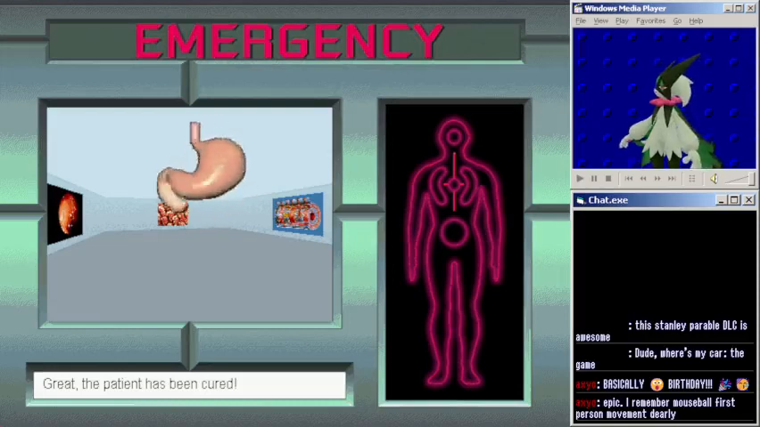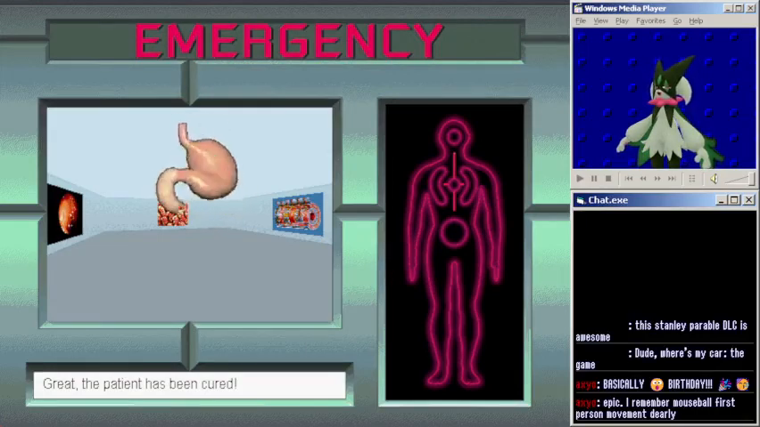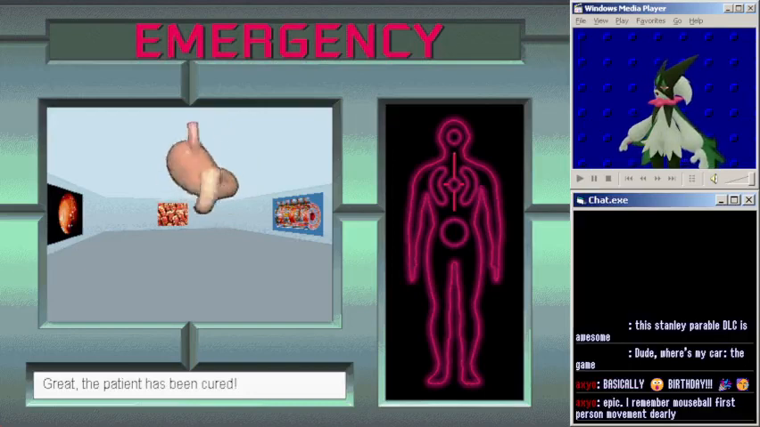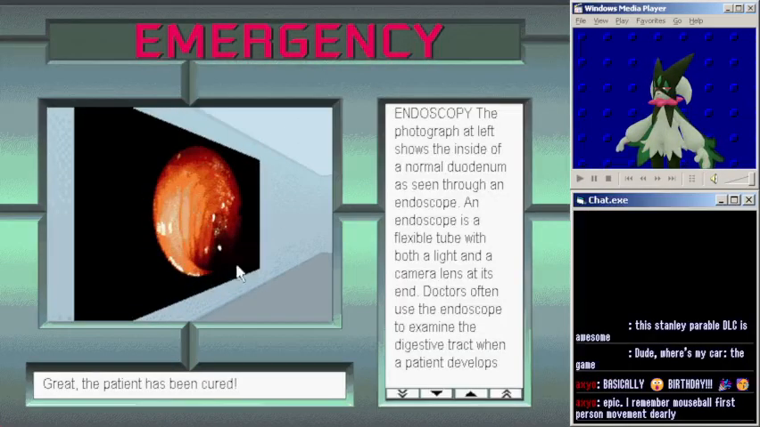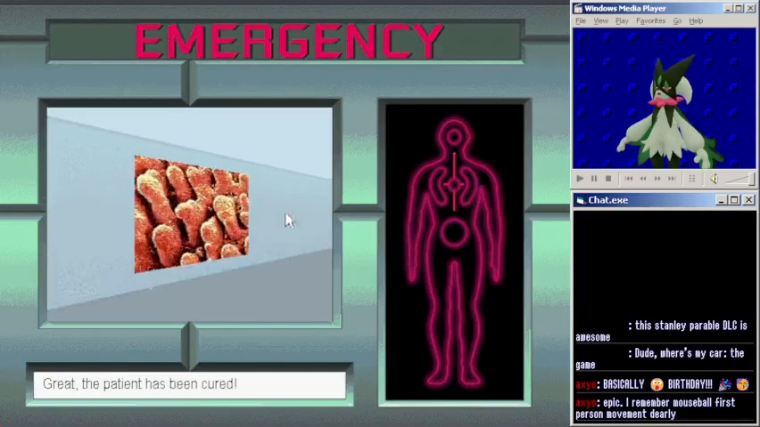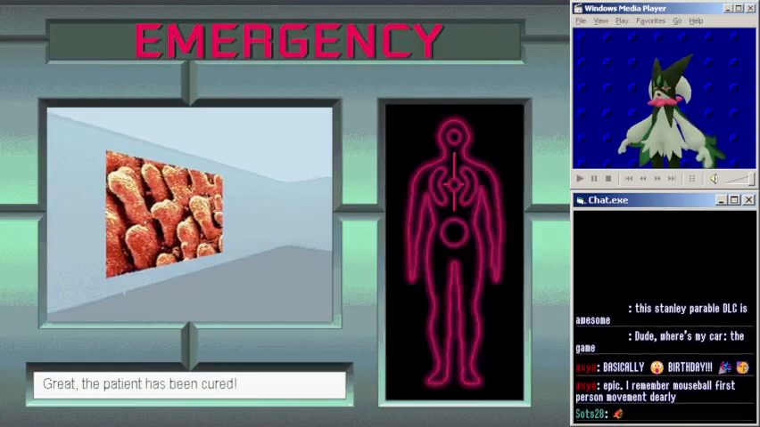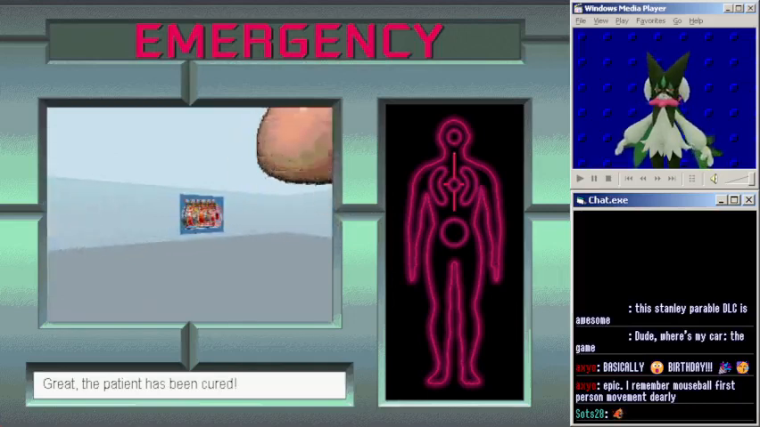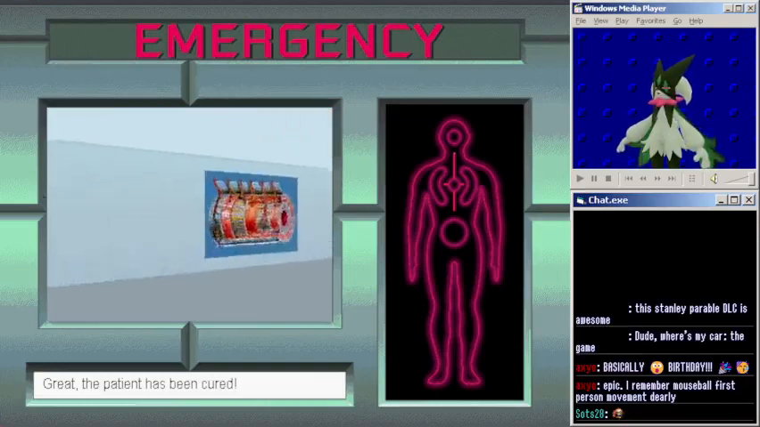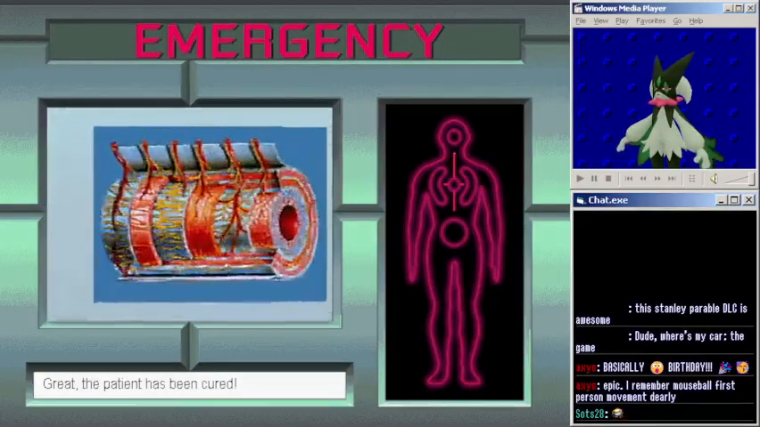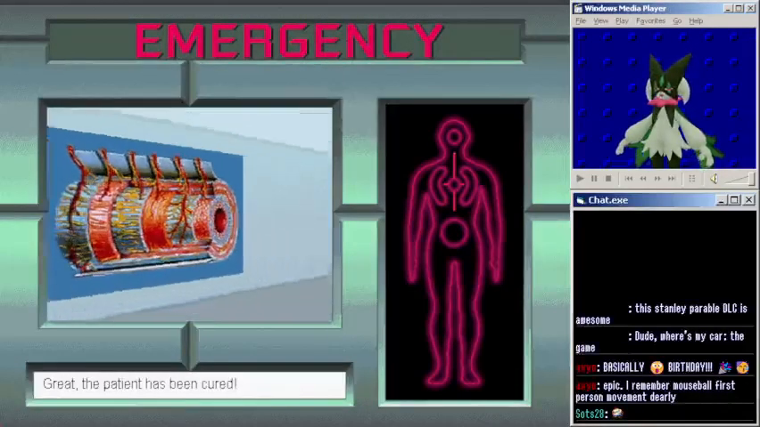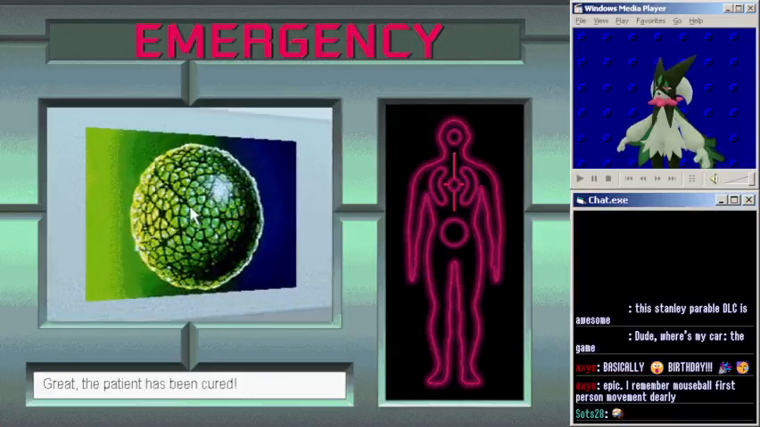I feel like these models used to rotate more slowly than that, maybe. But that was back on a Pentium 75 megahertz. Endoscopy. Okay, endoscopy. Microvilli. Ooh, rotation. Okay. What's this thing? The small intestine. Oh, it's got layers. It's like Shrek. And Rotavirus.